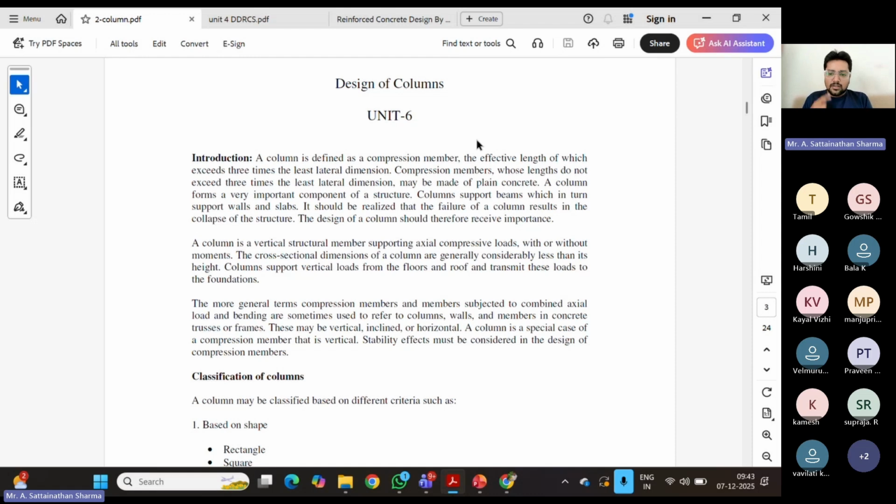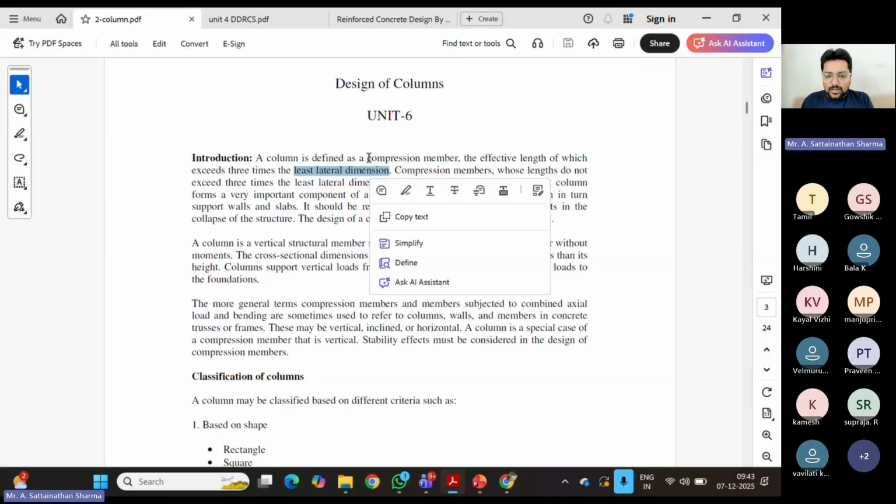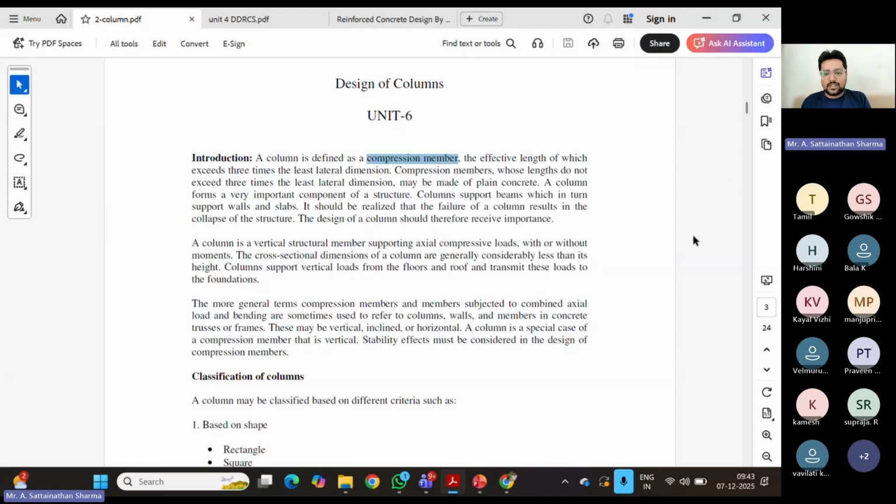least lateral dimension. Here there will be 3 technical words. You already know them, I'm just giving a quick introduction. So effective span is one technical word, and least lateral dimension is another one, and compression member. These are the three technical terms that a civil engineer must know.